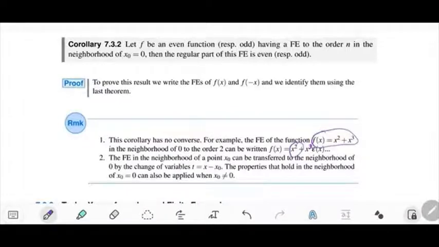Okay? And also, you should know that the finite expansion in the neighborhood of a point x0 can be transferred, can be moved to the neighborhood of 0 by doing a change of variables. So if you perform a change of variables t equal x minus x0, then you can move the finite expansion from the neighborhood of x0 to the neighborhood of 0 and apply the properties and the formulas that you know for the neighborhood of 0.